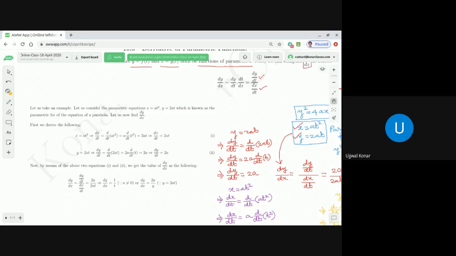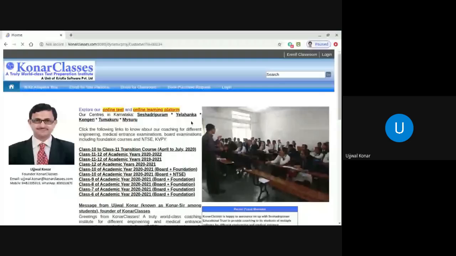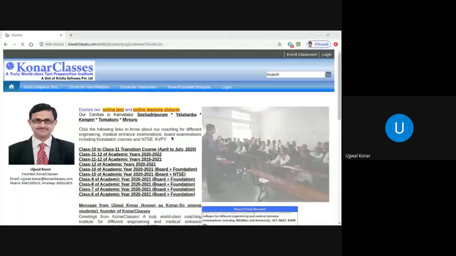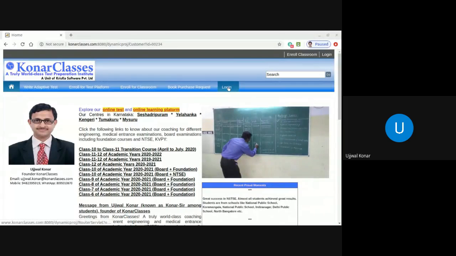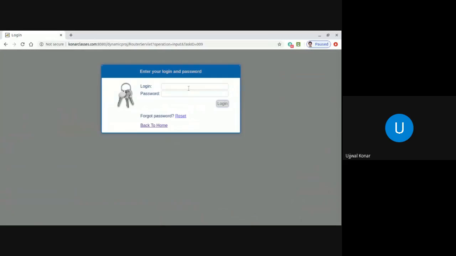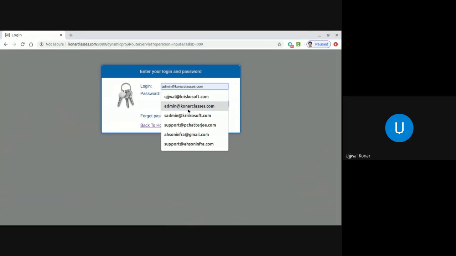So now I would like to share with you in another window and show you how you can take the DPP. I want you to complete 2 DPPs today. Dear students, please confirm that you are able to view the screen now. This is the website of www.KonarClasses.com. Able to view it? Okay, so all of you have a login, right? You click into the login, enter your login and password. I am going to give you a demo login.